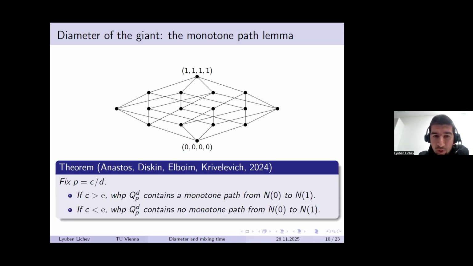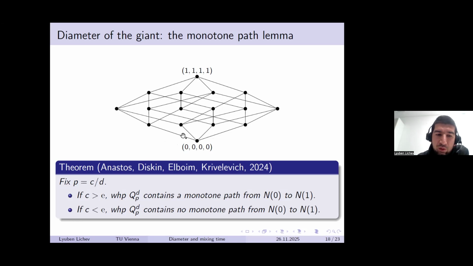And so for this graph, one work which was particularly useful for us was one by Anastos, Diskin, Elboim, and Krivelevich from 24, who said the following. Let's look at this graph. And they ask, okay, so what is actually the probability that we can connect the bottommost vertex to the topmost vertex using the so-called monotone path? So what is a monotone path? Well, if you think of the hypercube in this representation, it's pretty clear what it means. So it is a path which increases at every step.